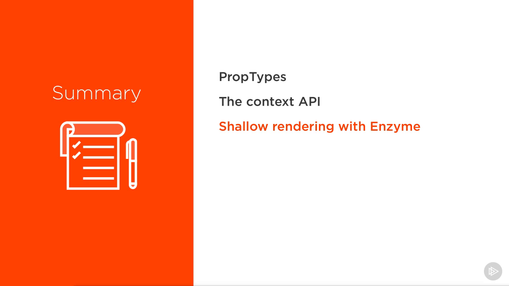Using the context API made testing things a bit harder, so we talked about ways around that, and one of them is shallow rendering, and we used the enzyme package to do that.